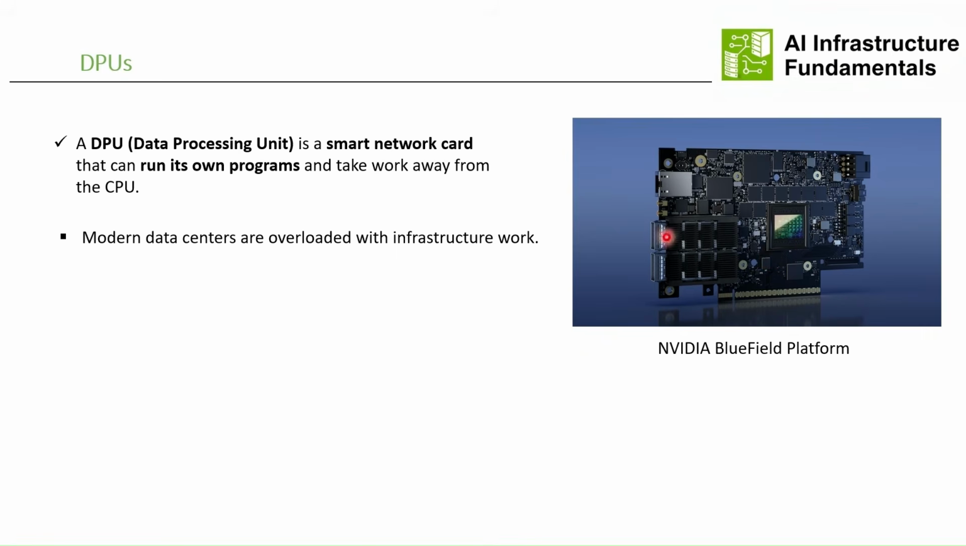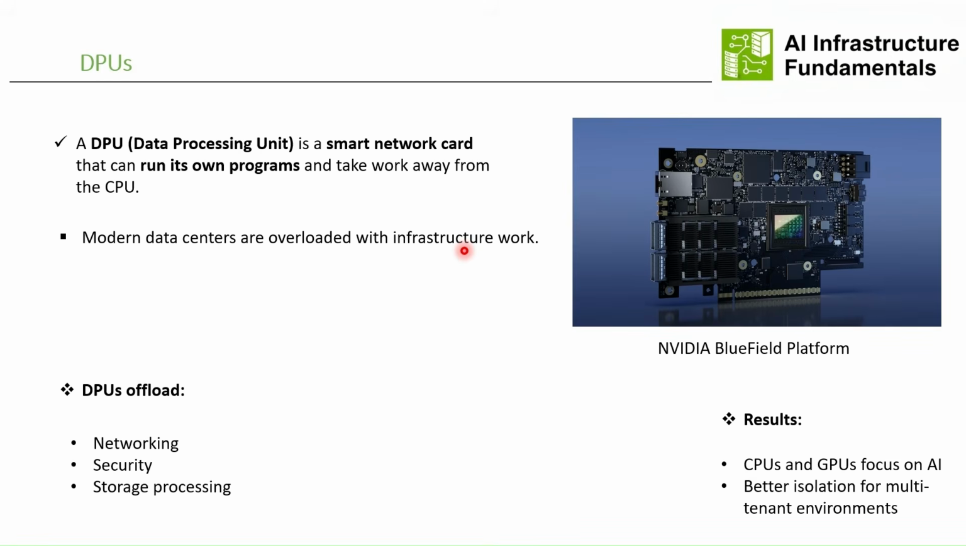Modern data centers are overloaded with infrastructure work. So what DPUs do is they offload networking, security, and storage processing from CPUs and GPUs. What's the result of this? CPUs and GPUs focus on AI, with better isolation for multi-tenant environments. So this is what DPUs do. They offload networking, security, and storage work from the CPU, so the CPU and GPU can focus on running the AI workloads. Now let's look at NVIDIA Grace CPUs and superchips. This is another offering from NVIDIA.